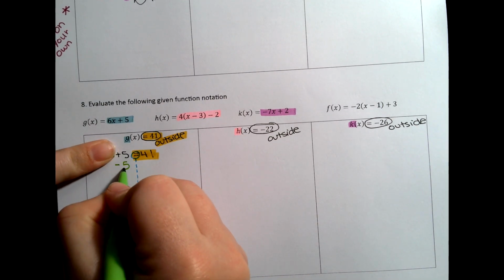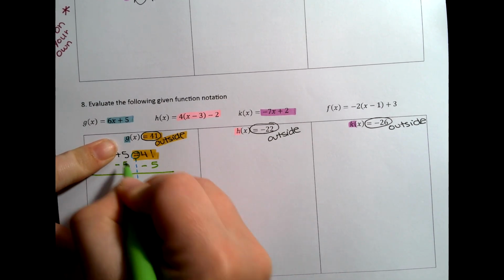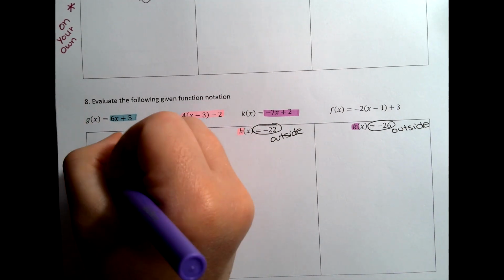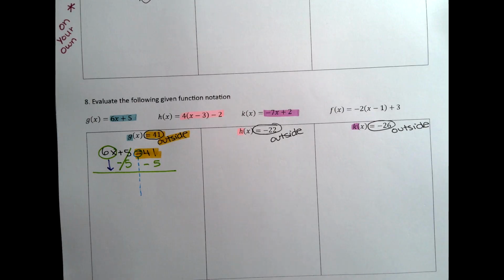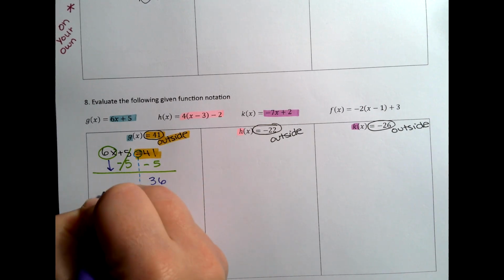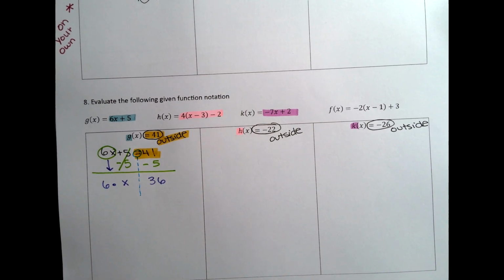I'm going to be subtracting 5. You can use counters. You can use your fingers. I am going to use fingers here to take away 5 and 41. So 41 take away 5. We have 36. Bring down the 6 times x.